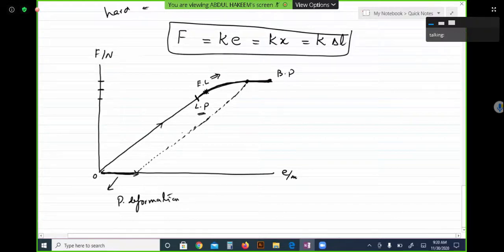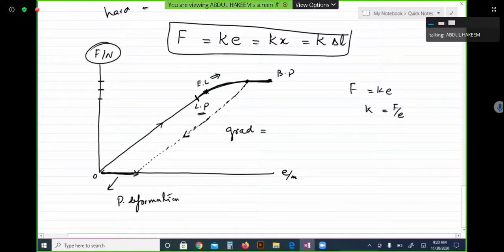These two graphs will be parallel to each other because the gradient of the graph, according to Hooke's law, F is equal to ke, k is equal to F divided by e. So F divided by e is the gradient, so k. So while loading and while unloading, the material remains the same. So it's a material constant. That's why the gradient is the same.